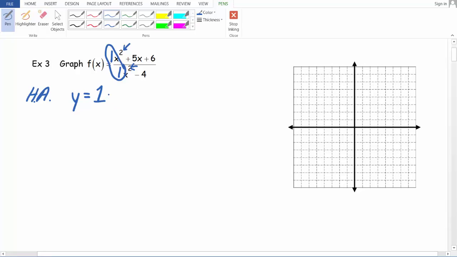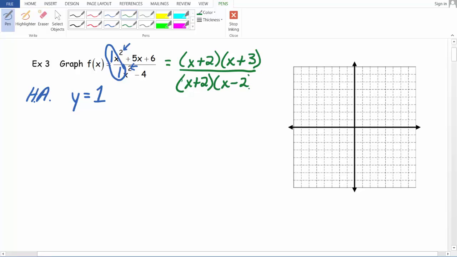Next, what we're going to go ahead and do is try to factor out the top and bottom. And when we do that, we would end up with x plus 2 times x plus 3. Factoring out the bottom, we see that we have the difference of two perfect squares, and that'll break down to be x plus 2 times x minus 2. At this point, what we would normally do is we can see that we have the x plus 2 on top, 1 on bottom. They do end up dropping out.